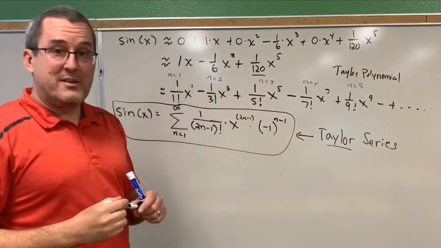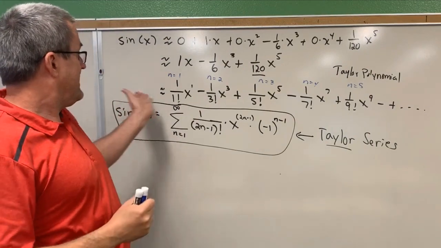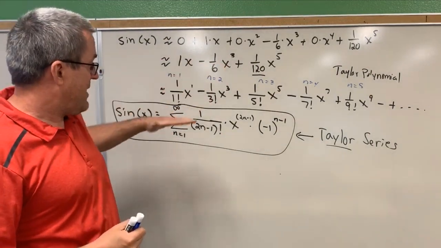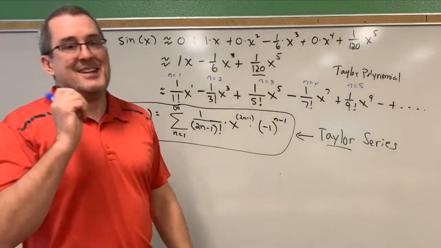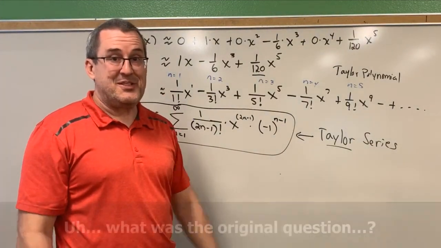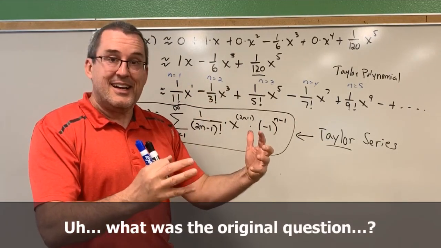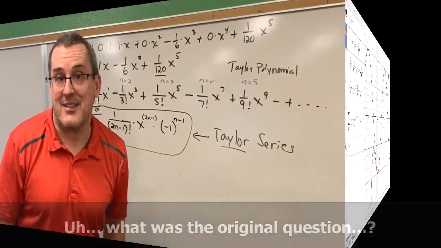The Taylor polynomial centered at x equals 0 is what we established, and from that Taylor polynomial, we were able to write the Taylor series. Now, we will use that Taylor series to go back to our original question. How do we integrate sine x over x?